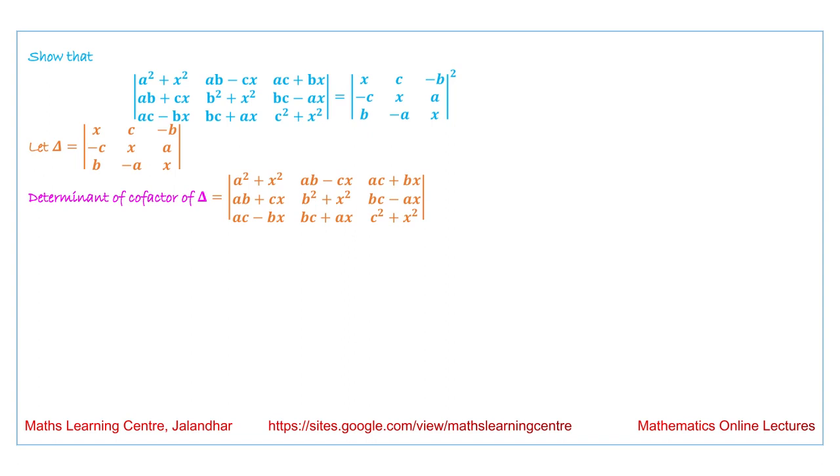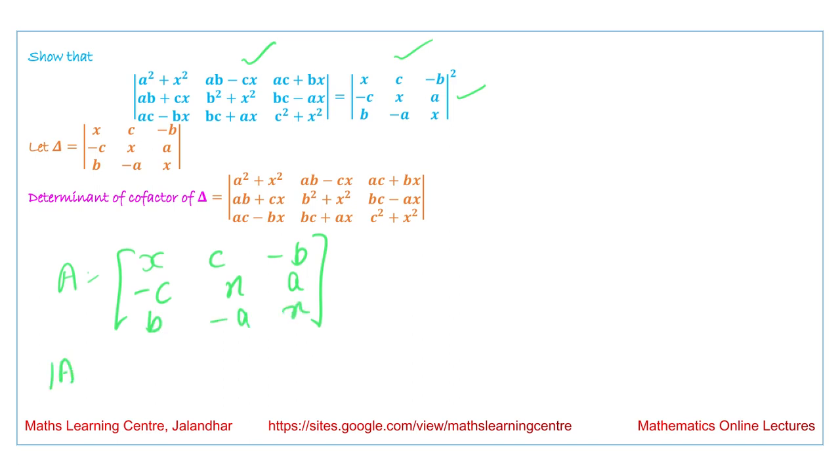Next, we have to show that this determinant is equal to this value. If we calculate the cofactors corresponding to the matrix we are considering, suppose A is x c minus b, minus c x a, then b minus a x. We write the determinant of A as delta. If we write the cofactors over here, we are writing another matrix.